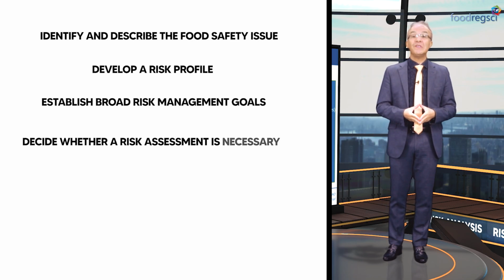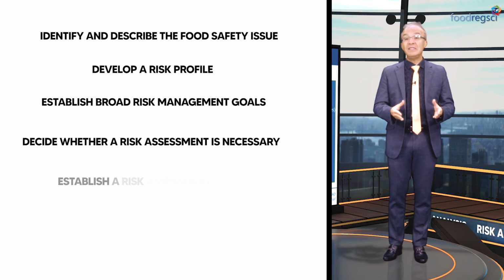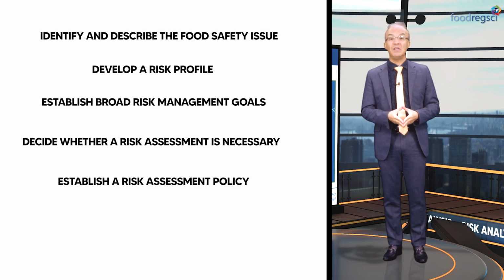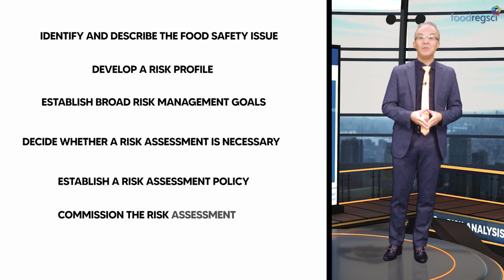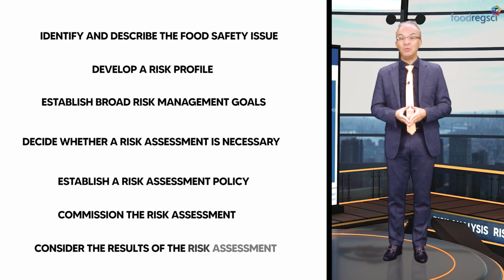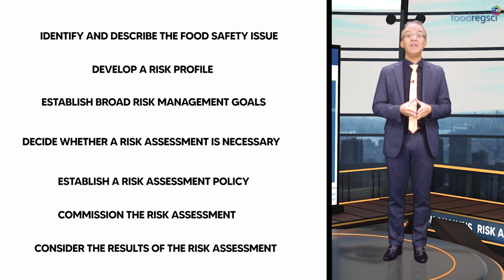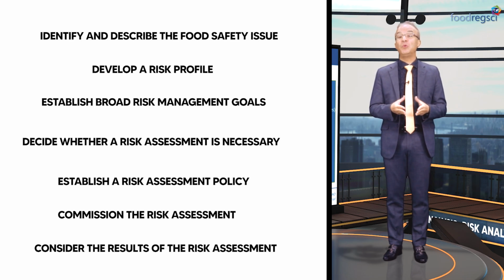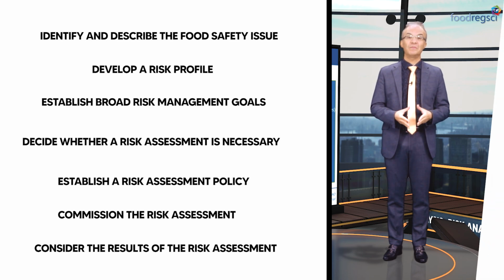Decide whether a risk assessment is needed. Establish a risk assessment policy. Commission the risk assessment. Consider the results of that risk assessment. Rank food safety issues and set priorities for risk management.